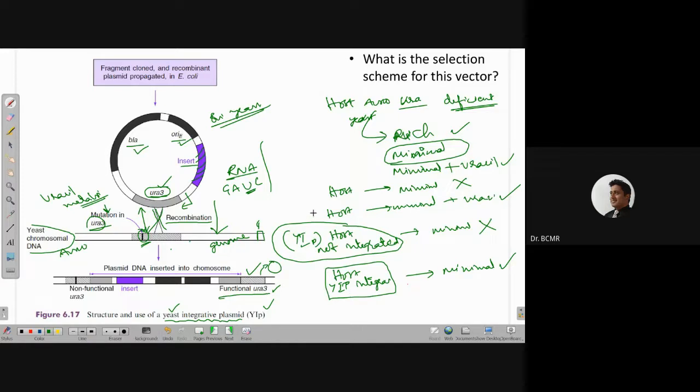Okay, so let's take one simple way of seeing the scheme itself. We will take YIP and add yeast cells which are auxotrophic, uracil minus, and then we will get two or three different types of cells. One of them is transformants, or maybe you can call them transfectants.